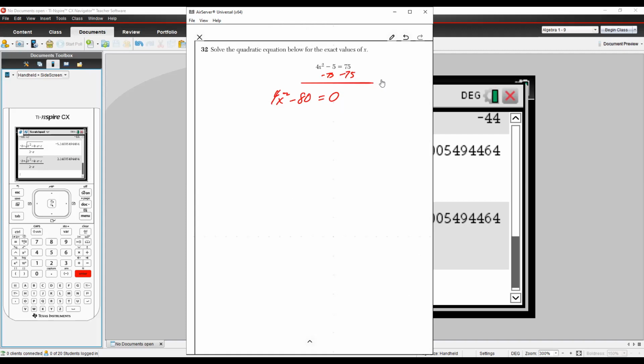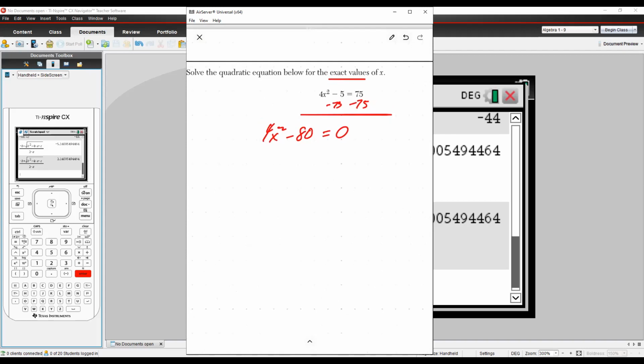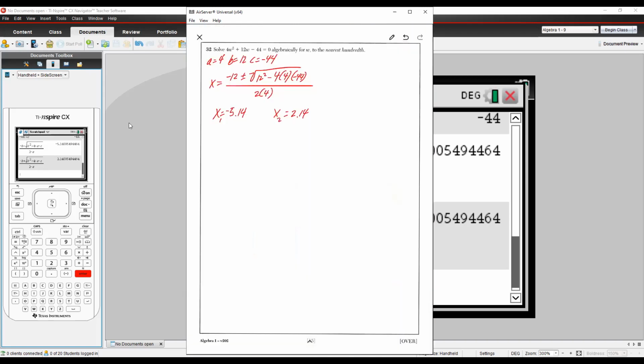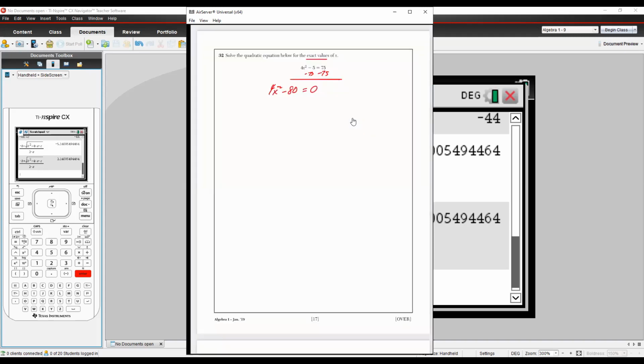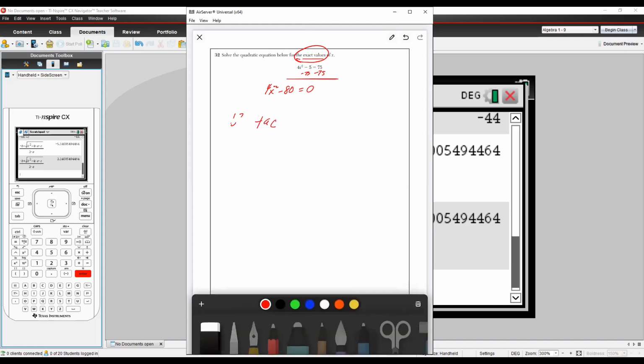Now, one more thing. When it says exact value, that means they don't want any decimals. They want it to be a fraction or they want it to be an integer. No decimals allowed. If you look back over at our last example, you saw we had decimals, 5.14, 2.14. They don't want decimals in this one. So now, when it says exact value, the only thing we need to look at is the b squared minus 4ac part to see what that looks like.